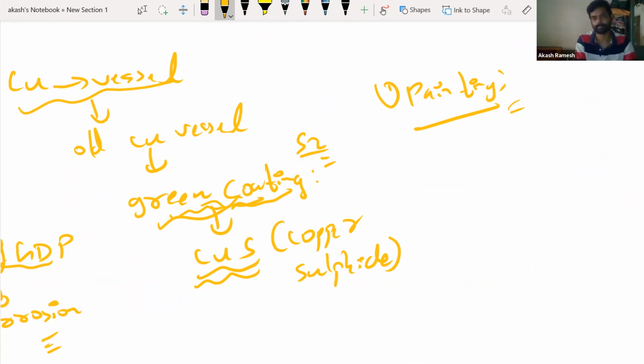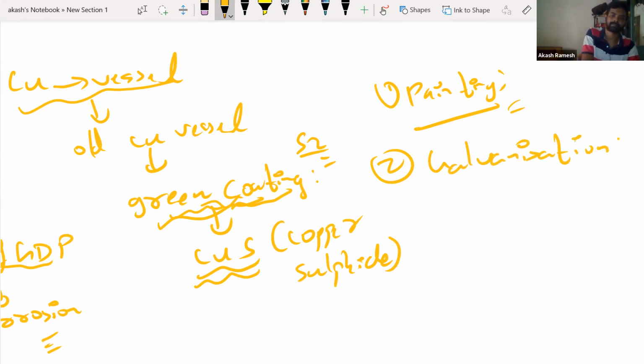The second one is called galvanization. Guys, do you have all these things in your syllabus? Did your school teach you all this, galvanization and all?